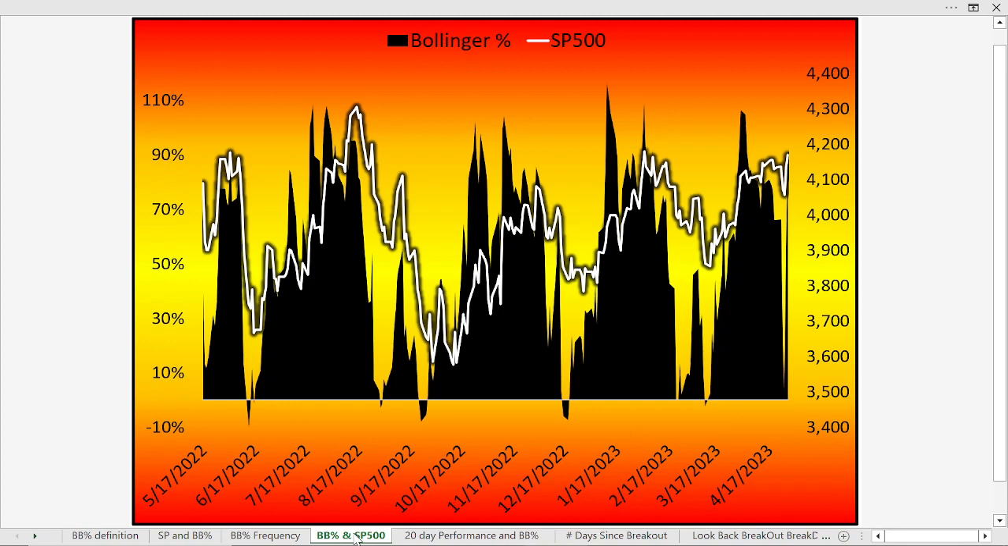Now take a look at the Bollinger Band width indicator. This time it's shown in the black background. The white line is the S&P 500. This goes back to May of last year. Now, if you remember, the market started to get kind of volatile because June represents the beginning of the inverted bond yield curve. We had a huge move to the downside.